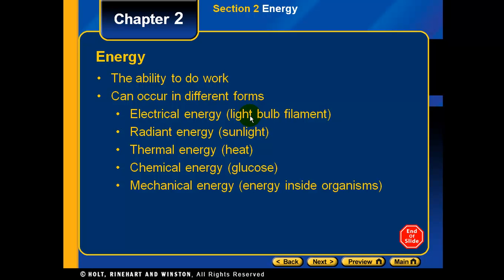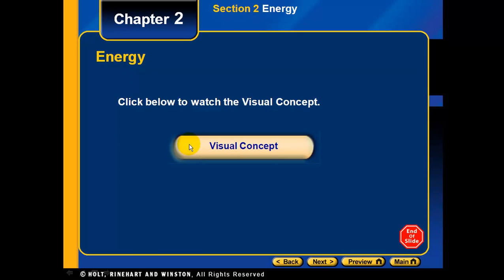And in parentheses, there's an example. The energy that you see for biology would be radiant energy, because sunlight is important for life. You would also see chemical energy, glucose for metabolism, and mechanical energy, which is energy inside organisms. Okay, we're going to watch this clip.